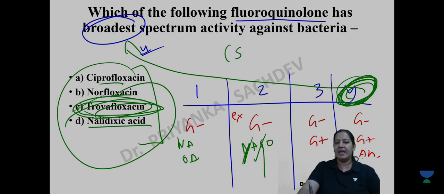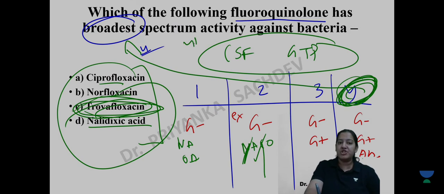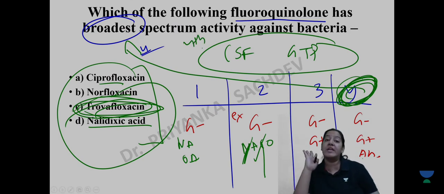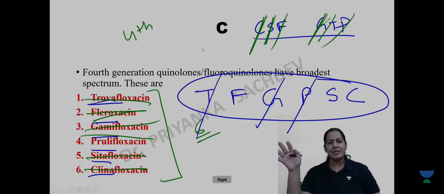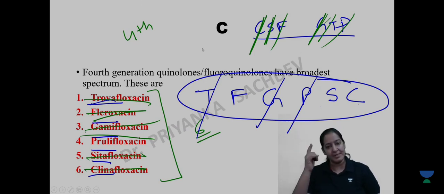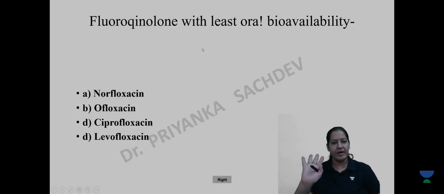Now you will never forget. CSF, GTP is the mnemonic for 4th generation which are broadest acting. So always try to make mnemonics, flowcharts, diagrams. Book में सब कुछ नहीं दिया है, बाकी सब यहाँ से बनाना है. Right? Have you got it? Shall I proceed ahead?